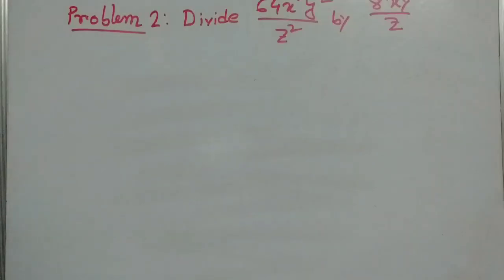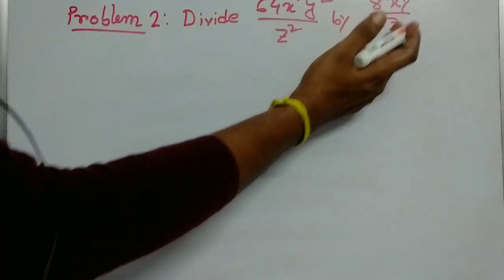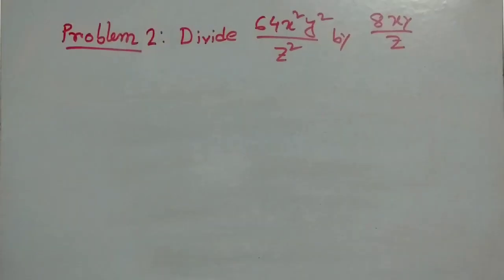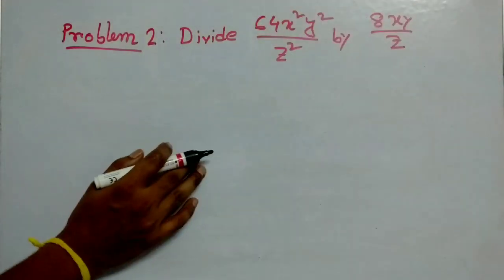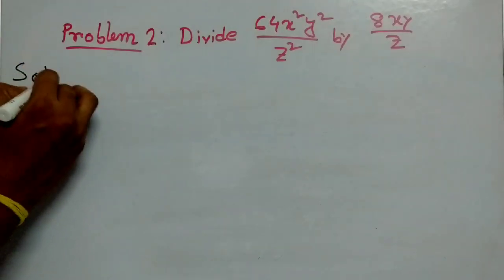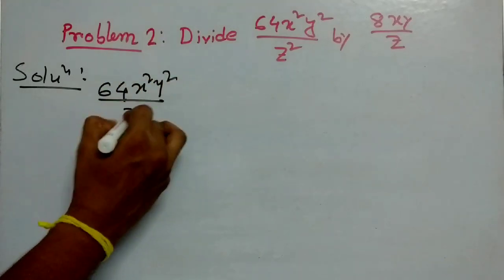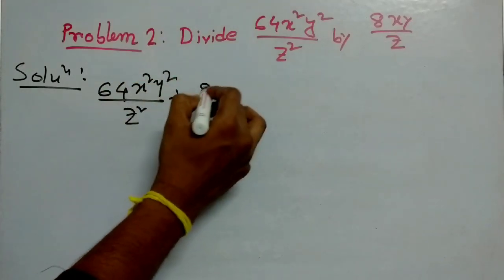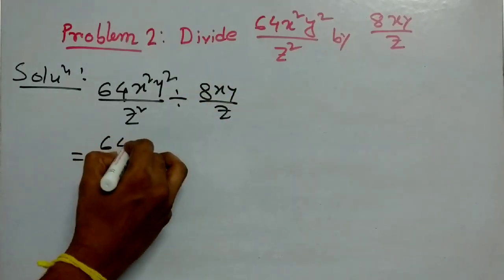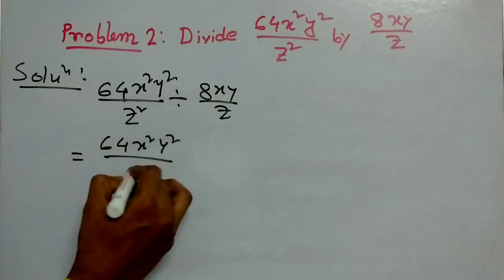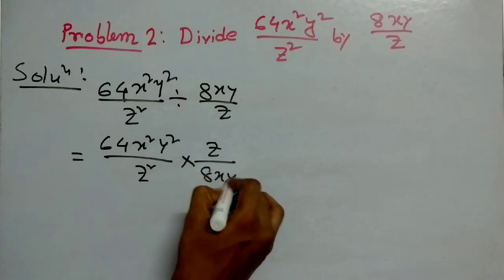So let's go for this problem. This is 64 x square y square by z square divided by 8xy by z. Divide 64 x square y square by z square by 8xy by z. So let us write it: 64 x square y square by z square divided by 8xy by z. So it is equal to 64 x square y square by z square into z by 8xy.